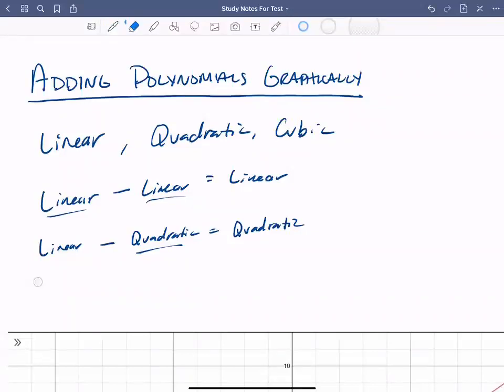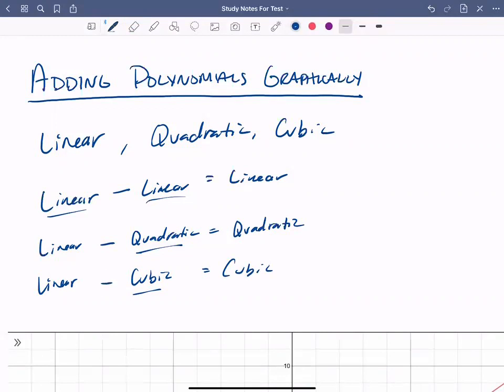What happens if we were to take a linear and add it to a cubic? Which one's the higher power, the linear or the cubic? The cubic, because it's x cubed. So we'd get back a cubic. Again, same thing if we were to use subtraction.